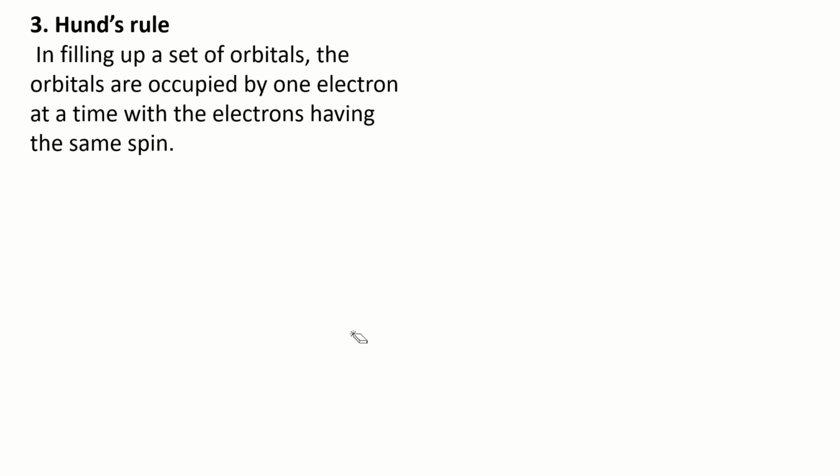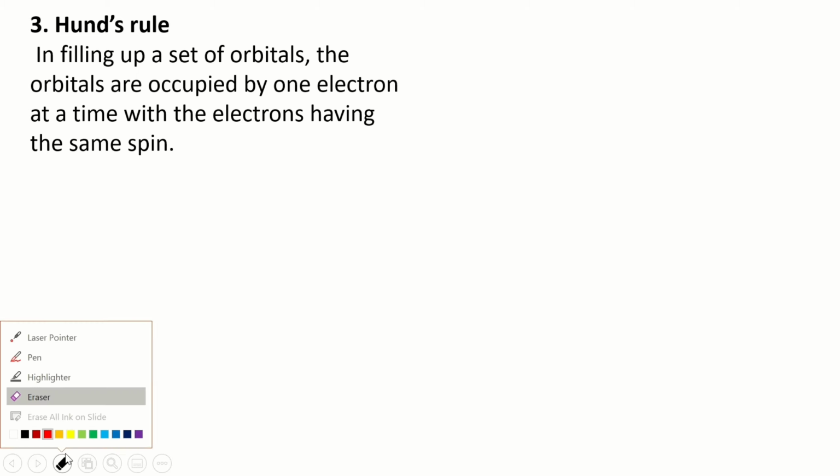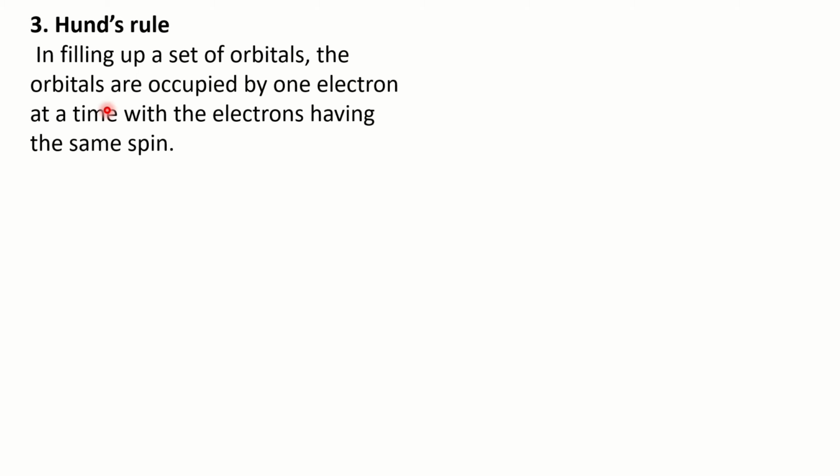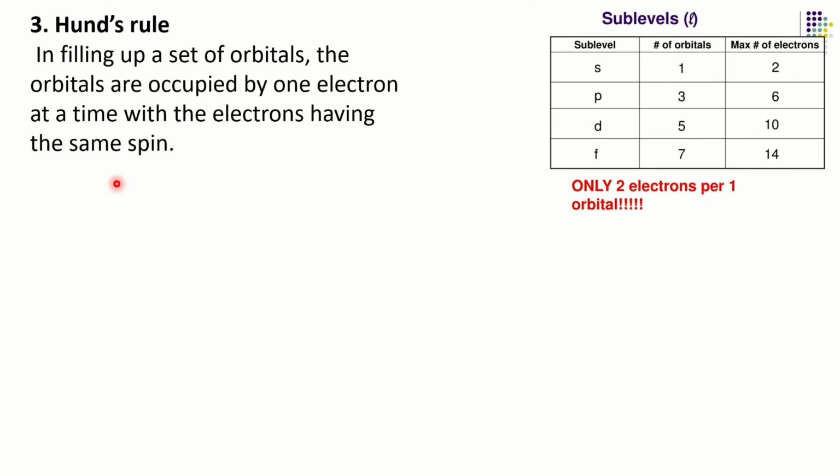Third rule, Hund's rule. In filling up a set of orbitals, the orbitals are occupied by 1 electron at a time, with the electrons having the same spin. Again, let's have the table for the number of orbitals. Let's have the nitrogen. The electron configuration of nitrogen is 1s2, 2s2, and 2p3.